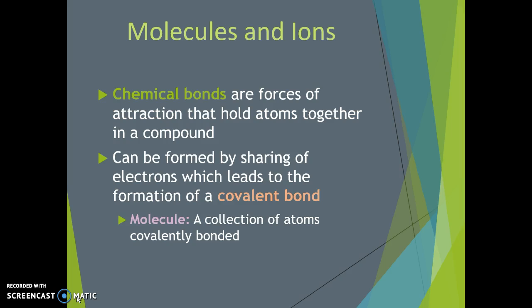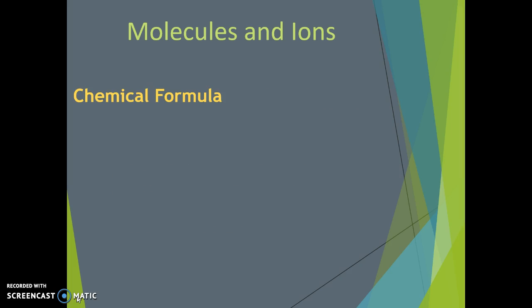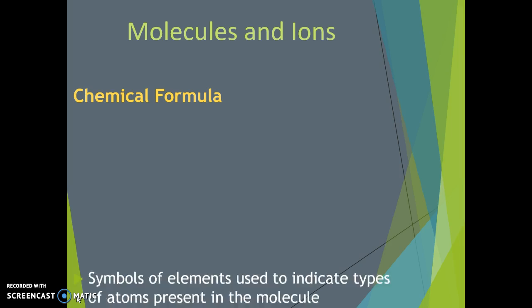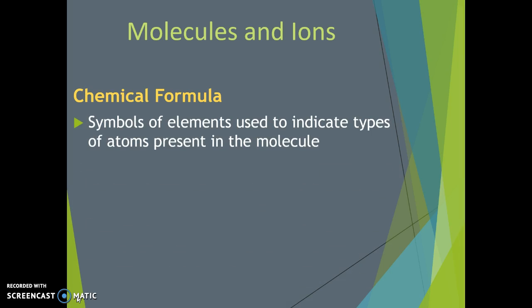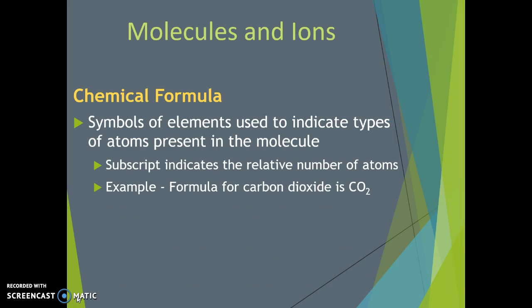First, by sharing electrons, which is going to lead to a covalent bond, and a covalently bonded compound is called a molecule. There are a couple different ways that we can represent molecules or covalent compounds. The simplest method is the chemical formula, where the symbols of the elements are used to tell us the atoms present, and then a subscript tells us how many of each type of atom. So for example, a very familiar compound, carbon dioxide, is CO2. This tells us that each molecule contains 1 carbon atom and 2 oxygen atoms.